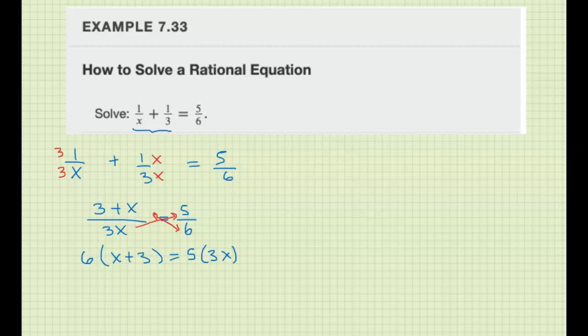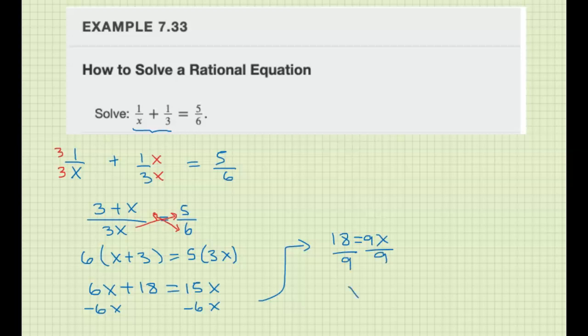Right? So now this becomes a regular equation which we solve. Distribute the 6, we have 6x plus 18 equals 15x. Subtract 6x from both sides. We get 18 equals 9x. Divide by 9, we get x equals 2. Alright, so potentially it's a solution, okay?